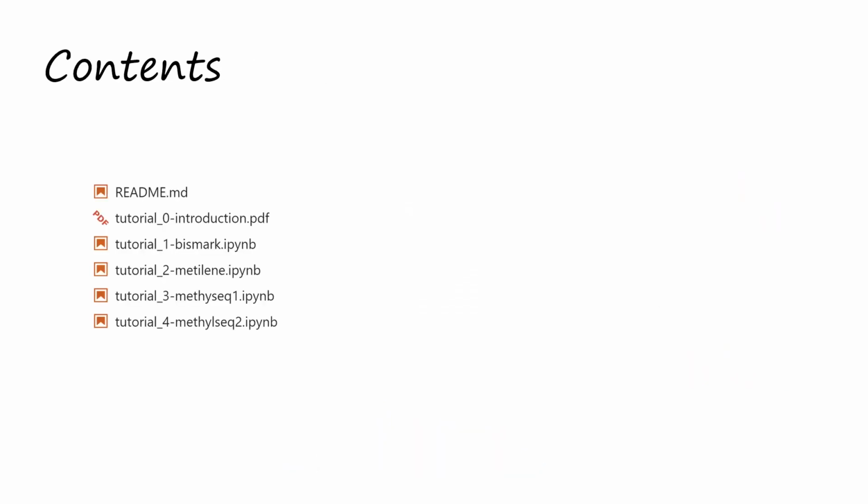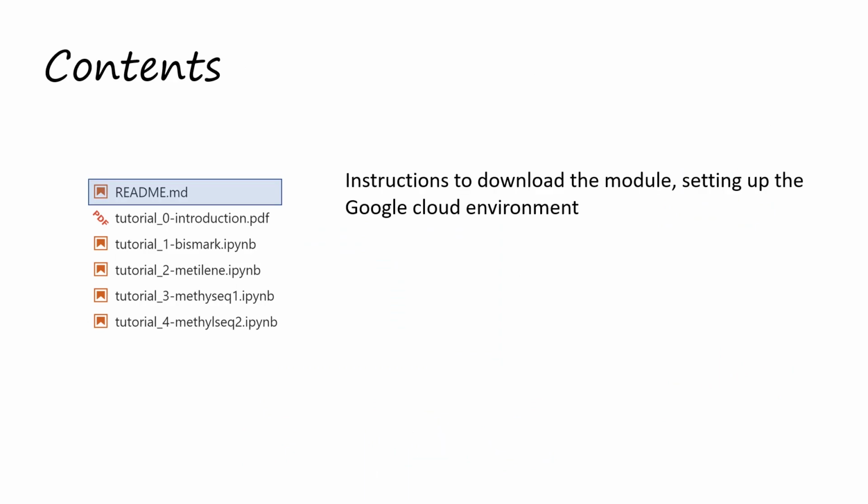The learning module mainly consists of 6 files. The first is the README file. The README file provides instructions such as how to download the module, how to set up the Google Cloud Platform, and all the other prerequisites.